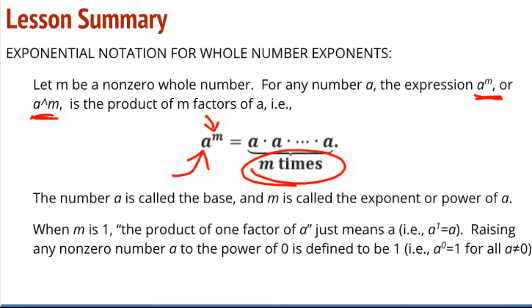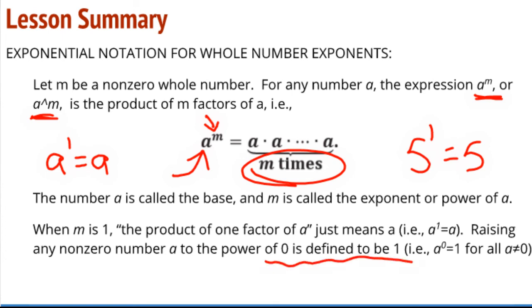When m is 1, the product of one factor just means keep the same number. So a to the first power is just a. 5 to the first power is just 5. Now, raising any non-zero number to the power of 0 is defined to be 1. So for example, if I've got 5 to the 0 power, that's 1. 0 to the 0 power does not get to turn into 1. That doesn't happen.